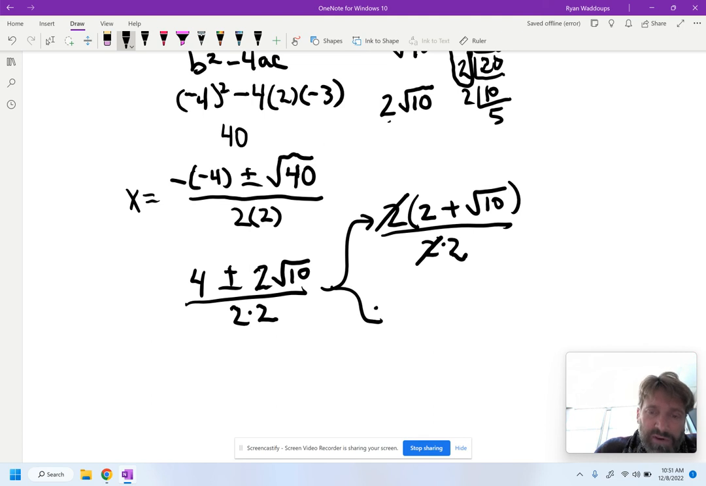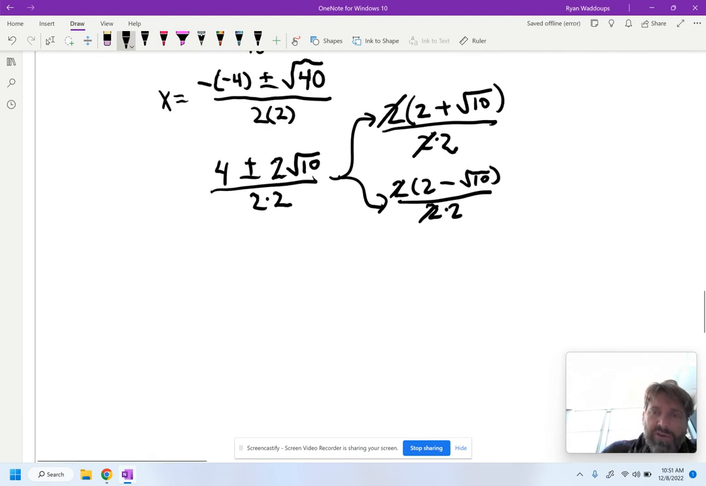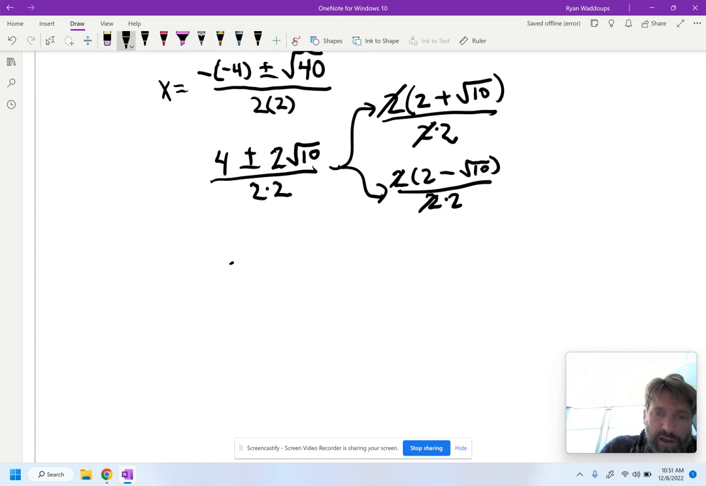And then the other answer, I'm going to do the same thing, 2 times 2, but instead of plus square root of 10, I got minus the square root of 10. And this is all over 2 times 2, and once again, the 2's cancel. So my two solutions are 2 plus the square root of 10 over 2, and 2 minus the square root of 10 over 2.